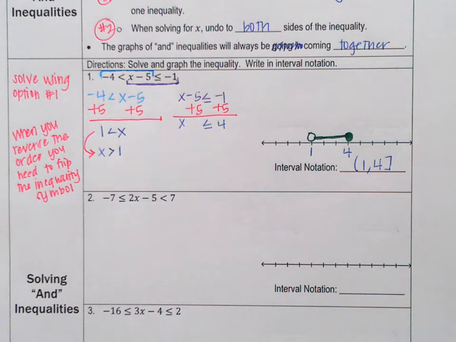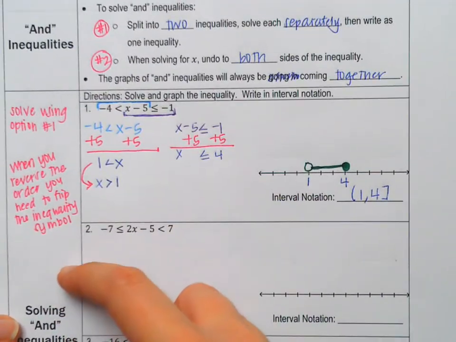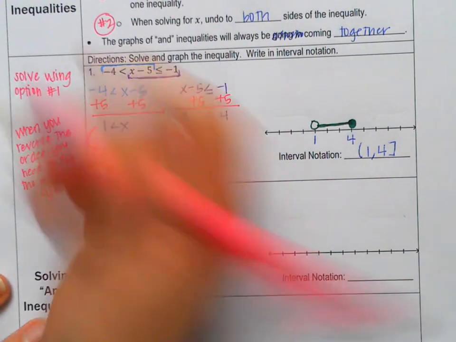Okay, so that's using option number 1 when we split it into 2. But now I'm going to show you how to solve it using option number 2.